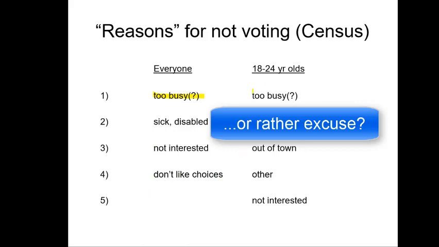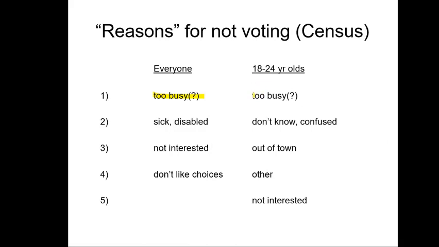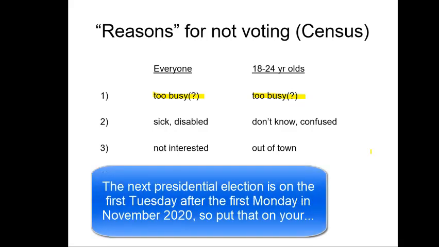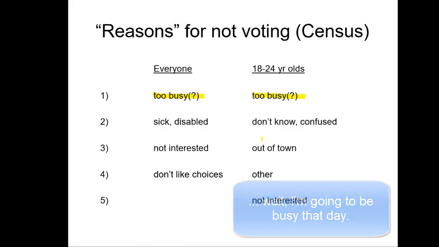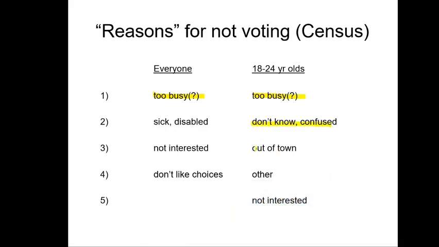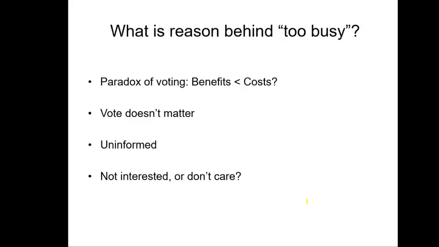And interestingly enough, this is what we'd probably expect from 18 to 24-year-olds. Too busy. And I put a question mark there by that because that does seem like somewhat of a smokescreen for a more important reason. To say that you're too busy to vote when you know 4 years ahead of time when the next presidential election is, it's really hard to justify that you can't prepare 4 years in advance to vote on that one day. So there's other things going on than that. These are probably more valid reasons down here that we can talk about, in addition to being too busy.